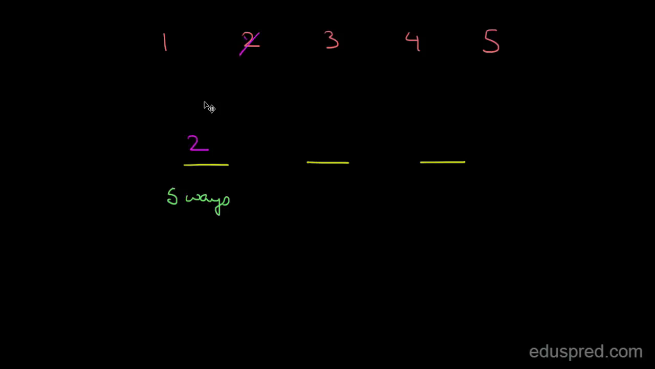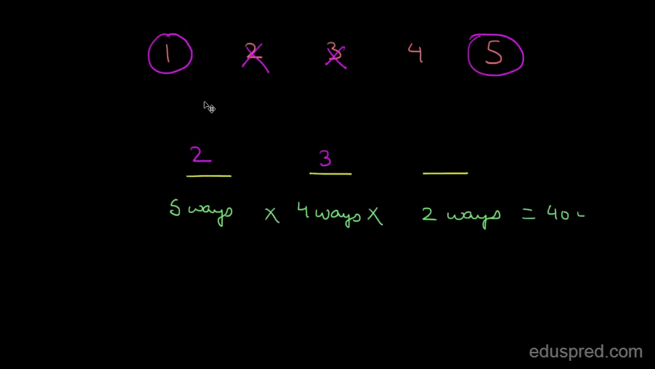So 2 is gone. Now after putting 2 in the first slot, we can fill the second slot in 4 ways. And for the sake of example, let's say that the number that we are filling here is 3. Now given that we have used 2 and 3 and we have to make sure that our 3-digit number is odd, in how many ways can we fill this third slot? So that means this third slot can either have 1 or 5. So there are only 2 ways to fill this third slot, and this is equal to 40 ways.